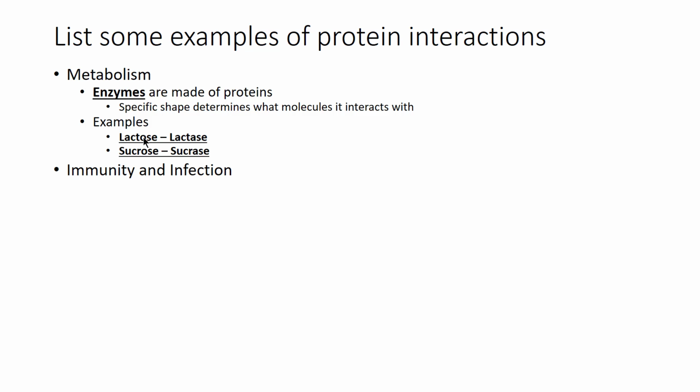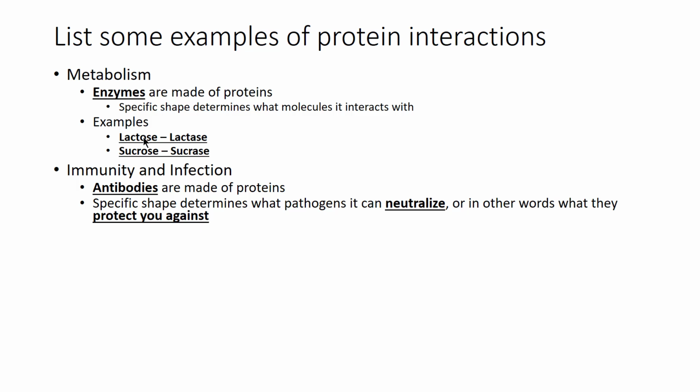Other examples of where proteins are very important is with immunity and infection, or in other words, immunology. You've probably heard this term as well, antibodies. These are a specific type of protein that relates to immune function. Much like the enzyme, antibodies all have a very specific shape. And the shape in this context determines what kind of pathogen, or even more specifically parts of a pathogen, the antibody will interact with. And that will come up towards the end of the semester in the last unit.